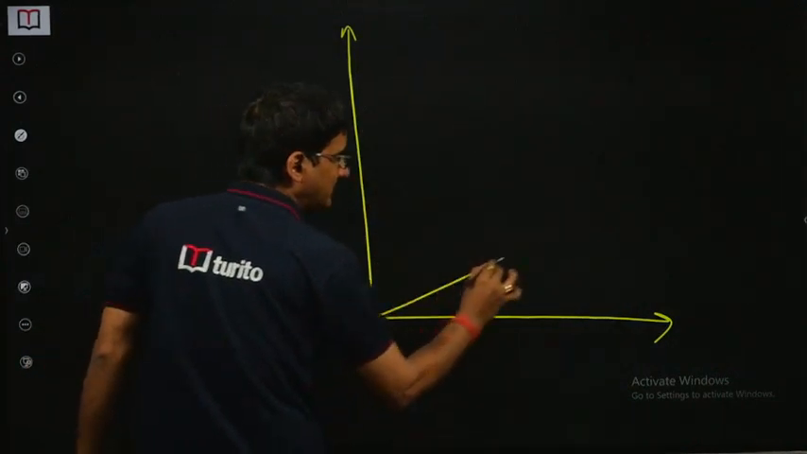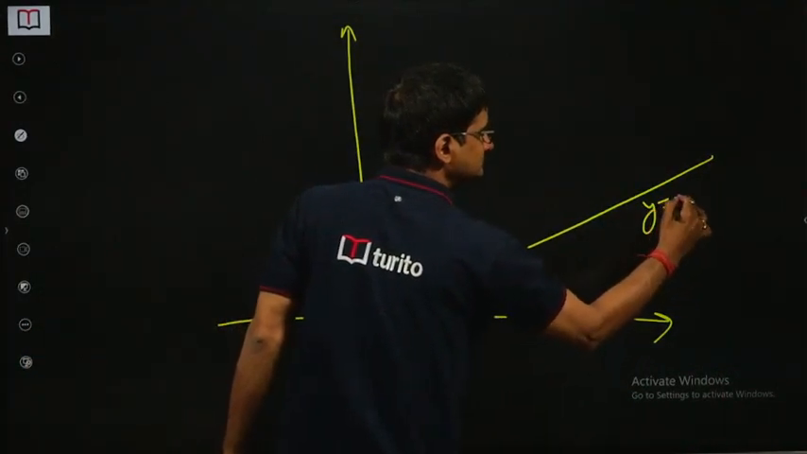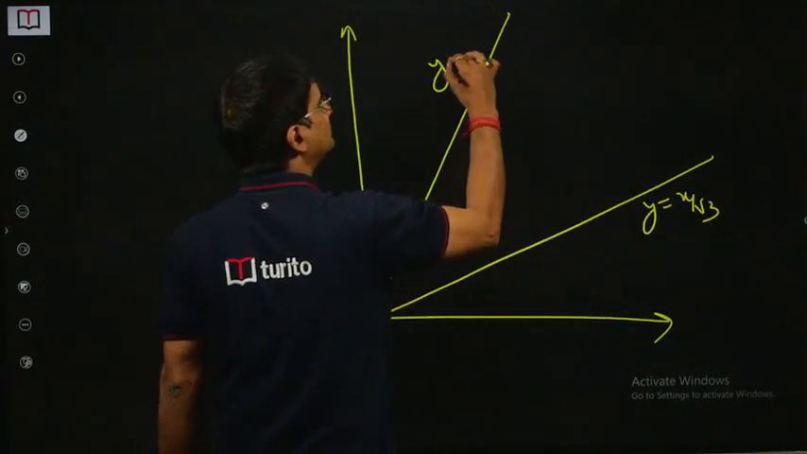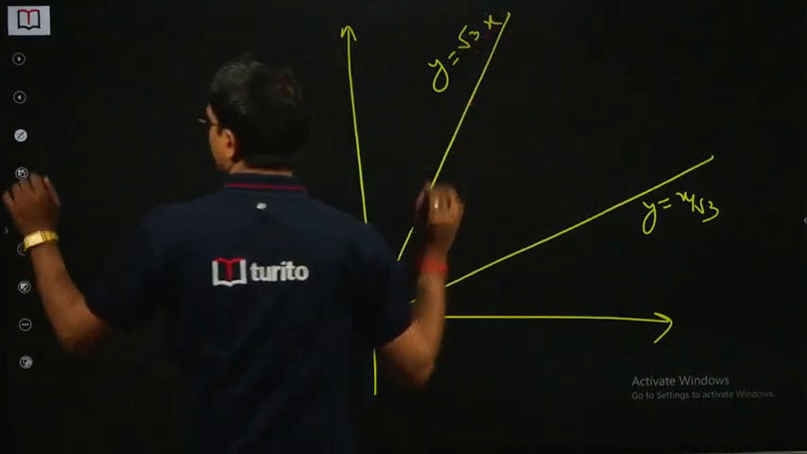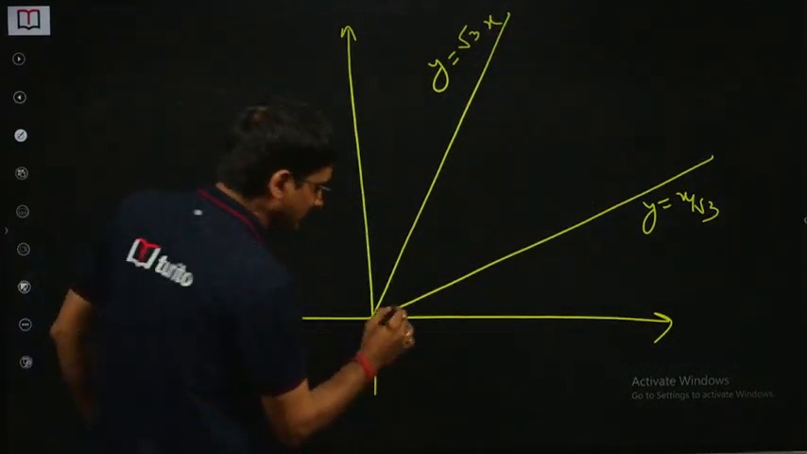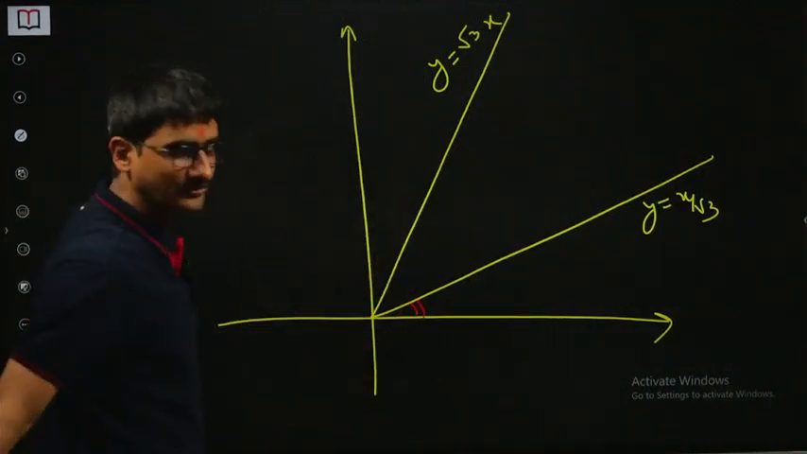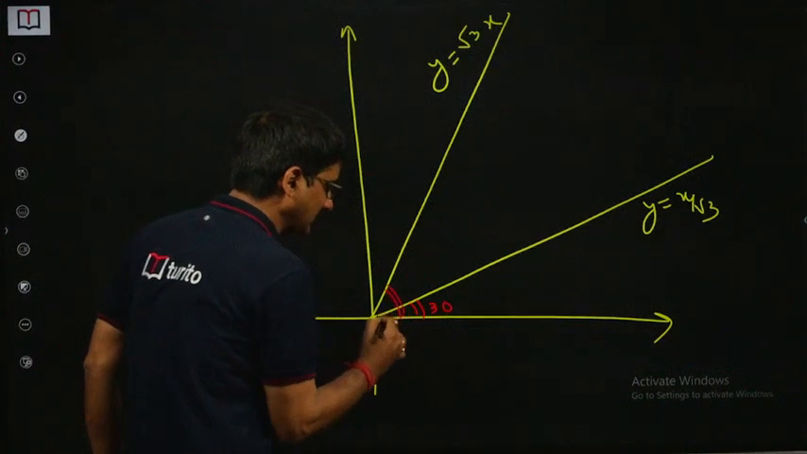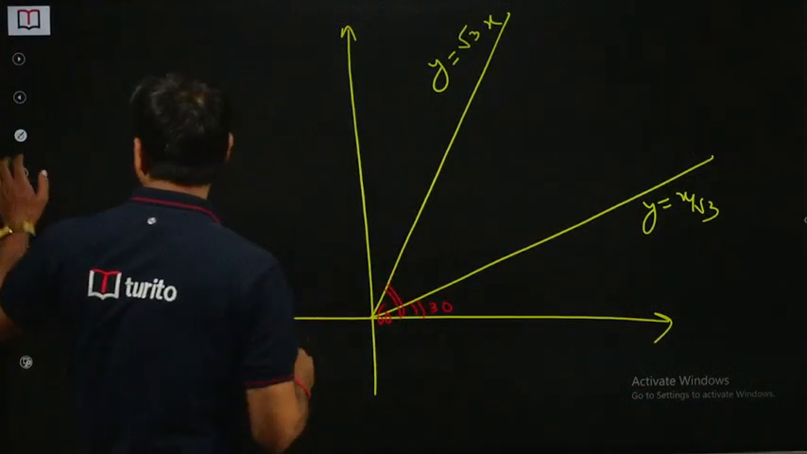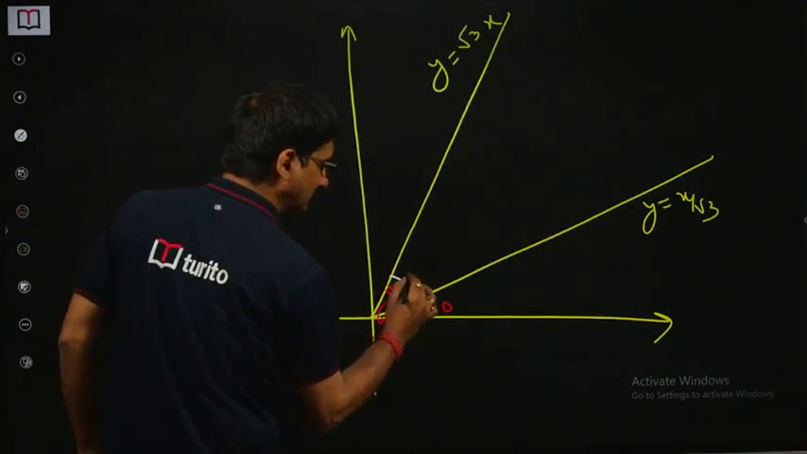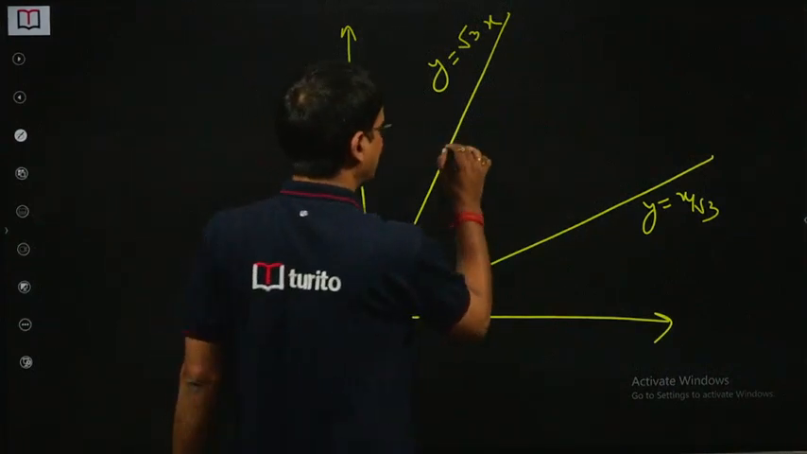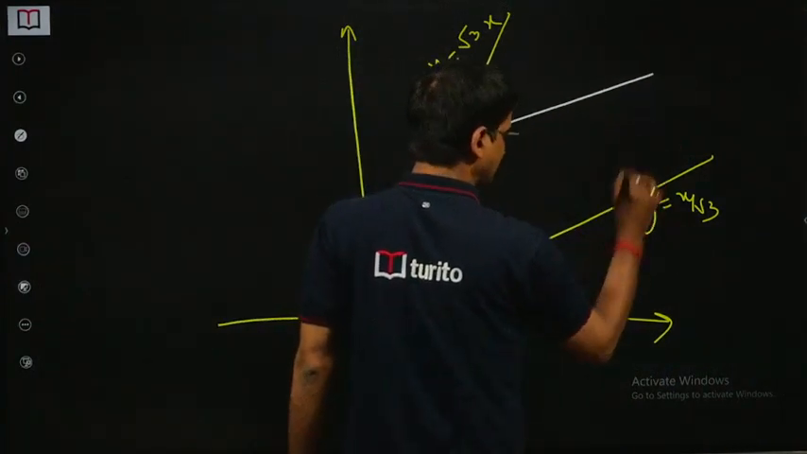See, y is equal to x by root 3. Y is equal to root 3 x. Now angle: for x by root 3, the slope is 1 by root 3, so tan theta gives 30 degrees. For root 3 x, this angle is 60 degrees. What does that mean? The angle between these two is just 30 degrees, right? Okay, it's a rhombus. We are going to have a rhombus, so let's say something like this.